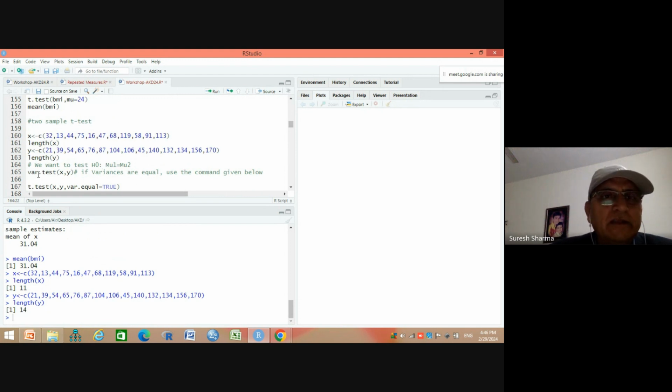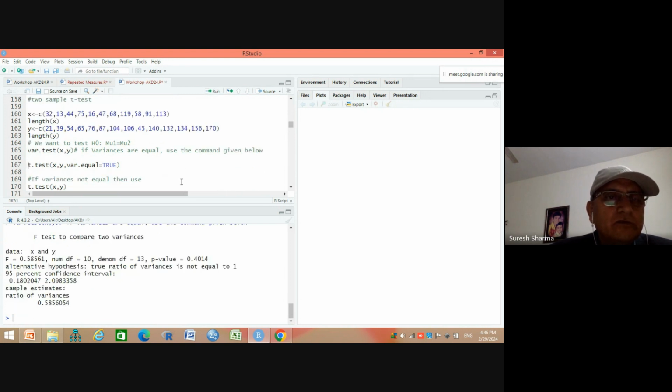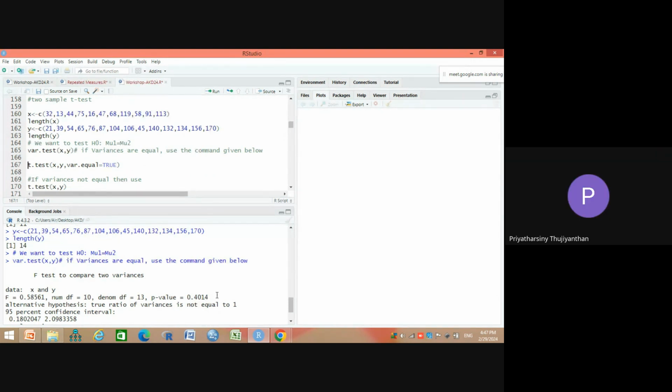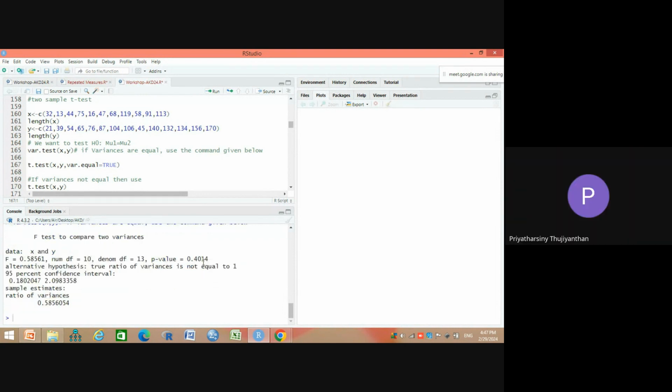So for testing variance, var.test of x, y. I'm testing this variance. So this is the answer: F test to compare two variances, and look at the p-value. So what is the p-value here? Please tell me, how much is the p-value? 0.4014.